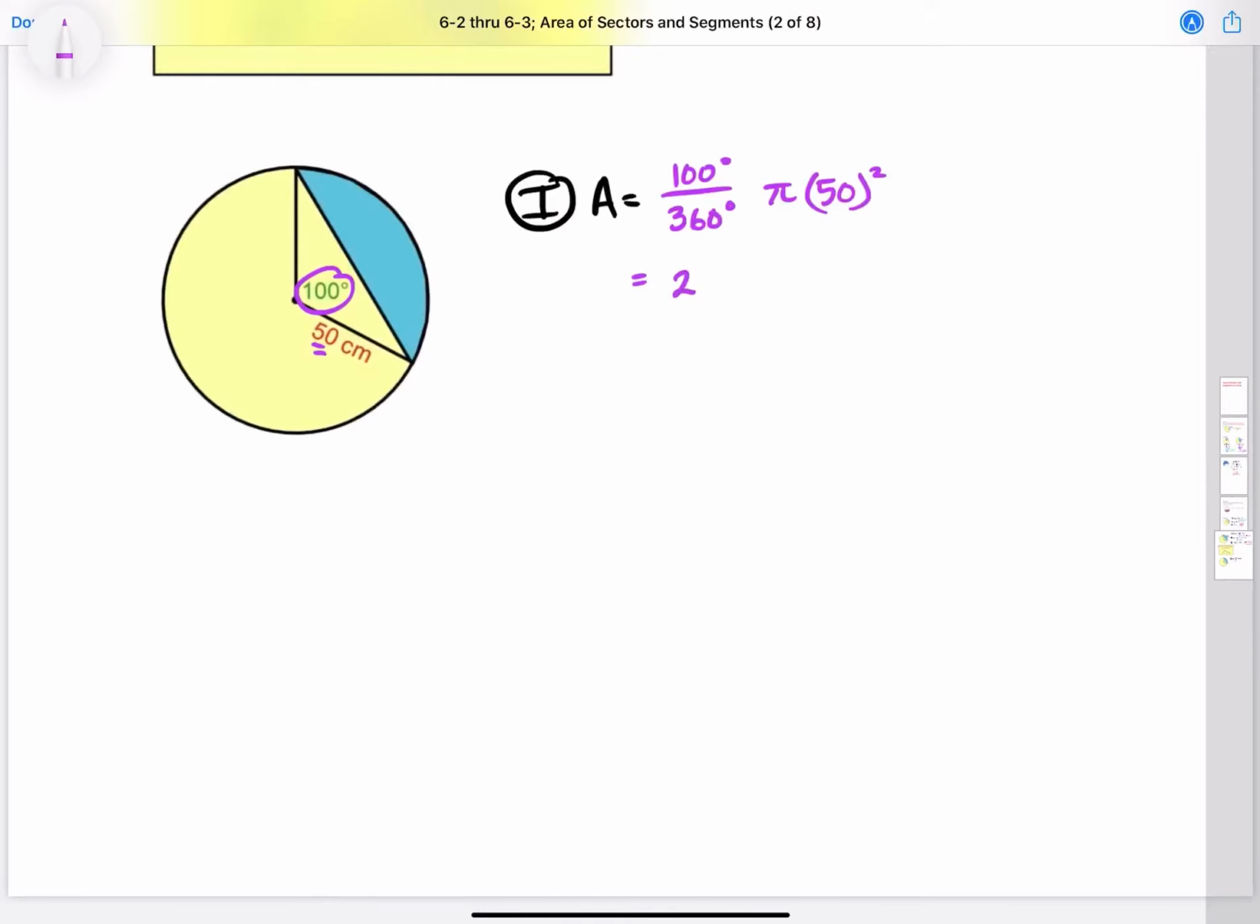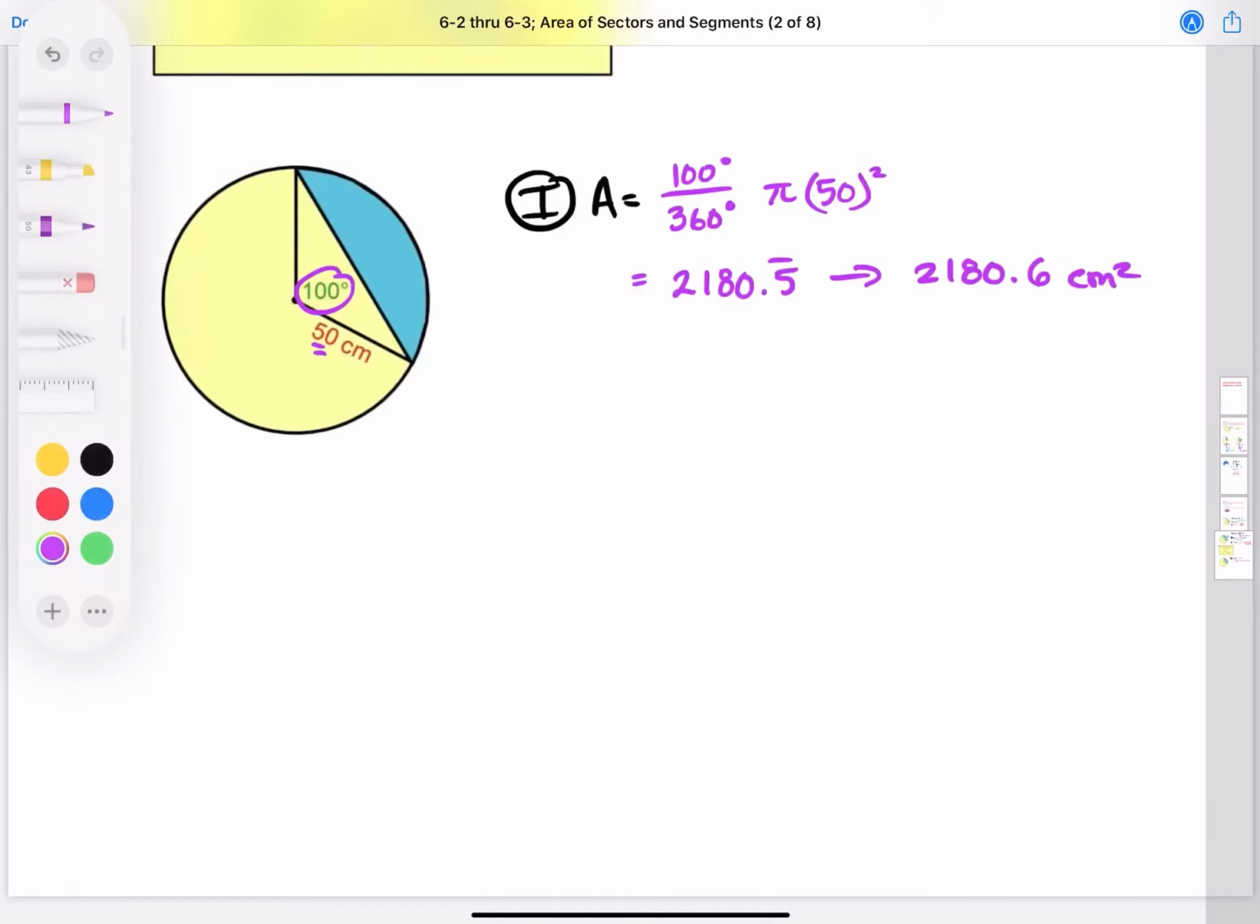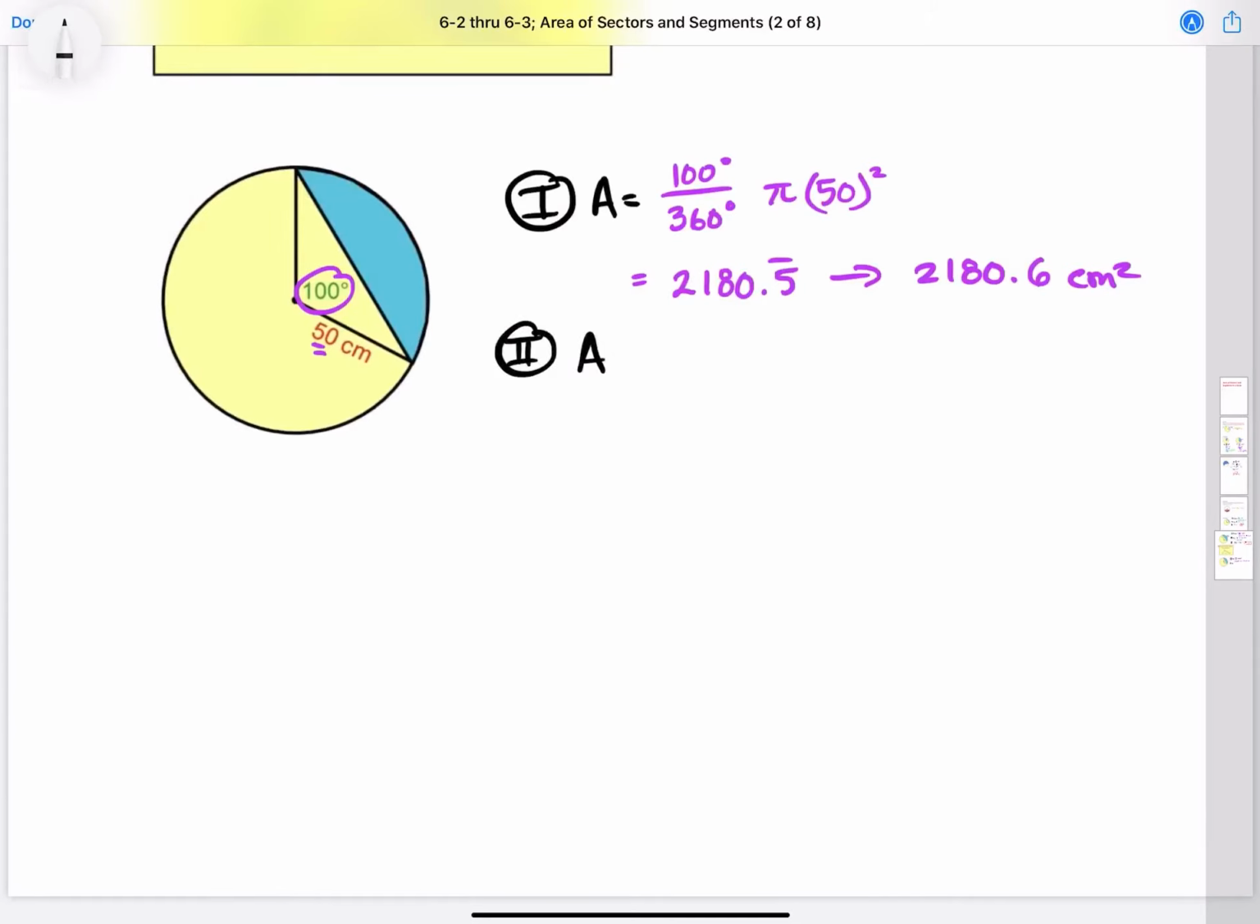Okay, so we're dealing with some larger numbers here, and if we actually calculate that, that's going to be approximately 2,180.5, and that repeats. So we'll go ahead and round that to about 2,180.6. Okay, this is also in centimeters, so centimeters squared. So that's the area of our sector, not a problem. Let's go ahead and try the area of our triangle now. So the area of the triangle, I should say this is the sector.